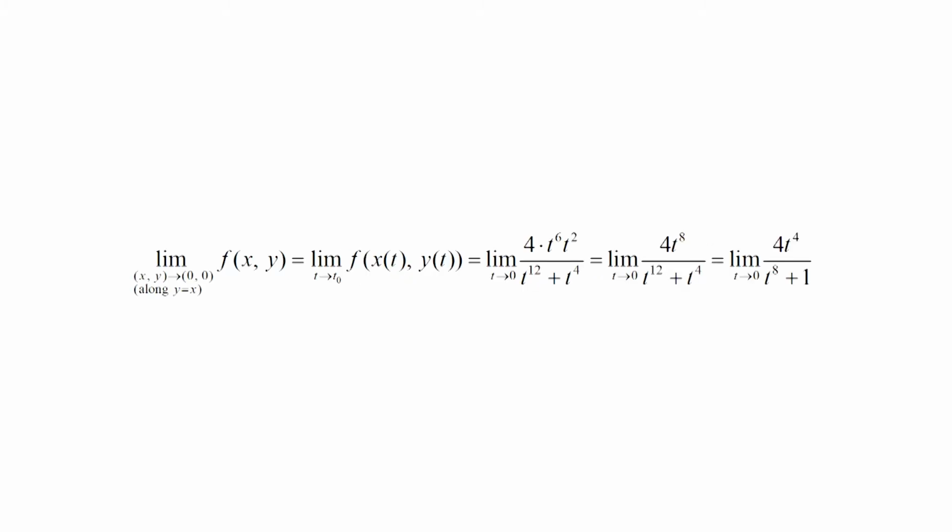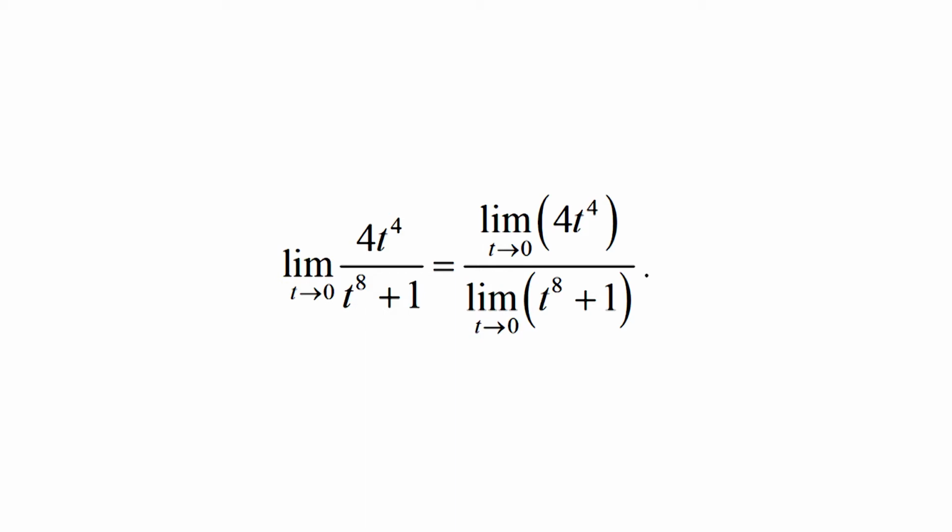So, the limit as (x, y) approaches (0, 0) along y = x of the function f(x, y) is equal to the limit as t approaches t₀ of f(x(t), y(t)), which is equal to the limit as t approaches 0 of 4·t⁶·t² divided by t¹² plus t⁴, which is equal to the limit as t approaches 0 of 4·t⁸ divided by t¹² plus t⁴, which is equal to the limit as t approaches 0 of 4t⁴ divided by t⁸ plus 1.